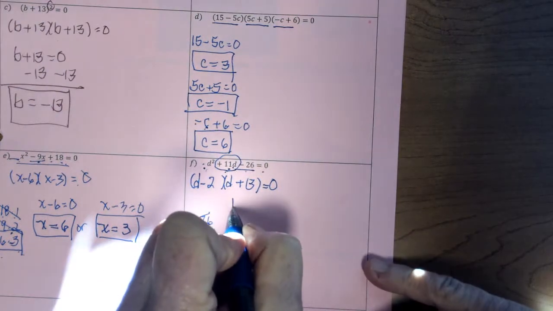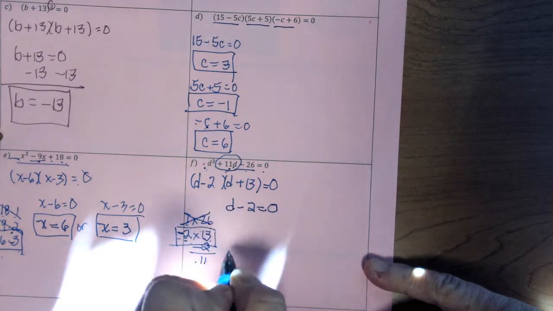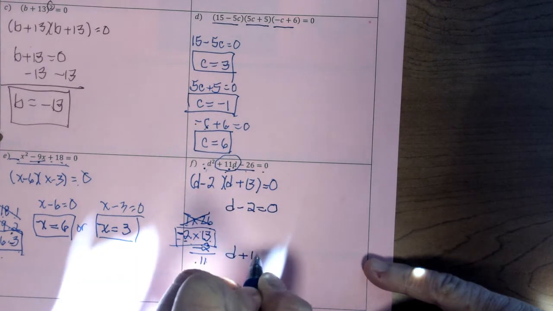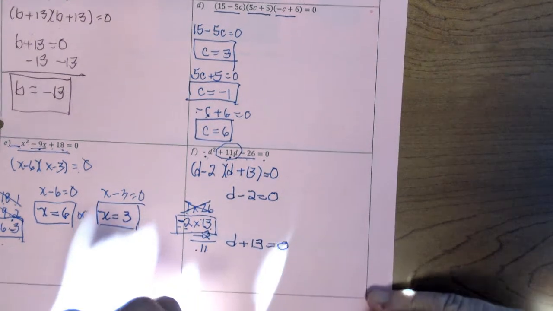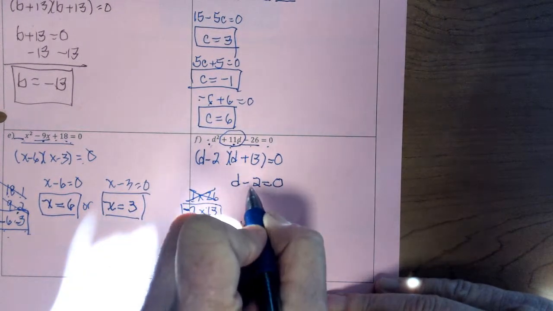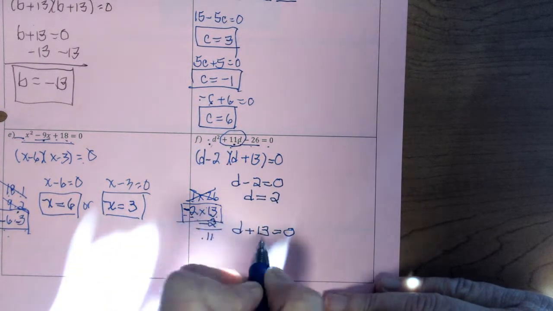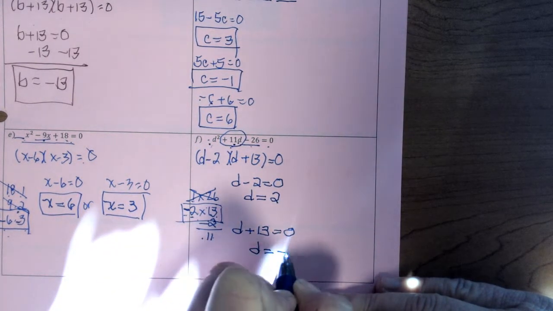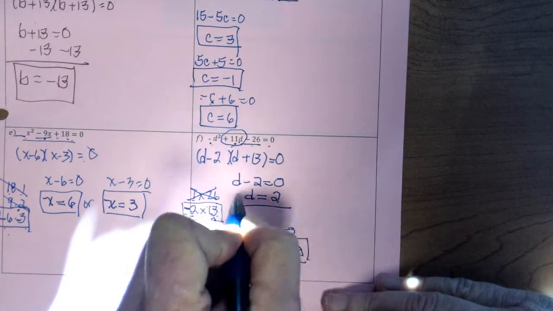So I'm going to set each of my factors equal to 0. And I'm going to go d minus 2 is equal to 0, and d plus 13 is equal to 0. Therefore, I'm going to continue to solve. I'm going to add 2 to both sides. Therefore, d is equal to 2. And d is equal to negative 13. So those are my solutions.